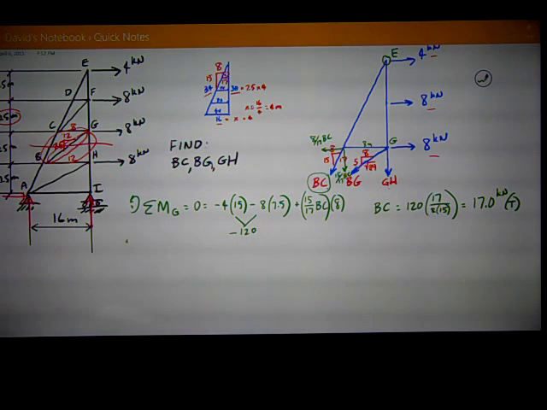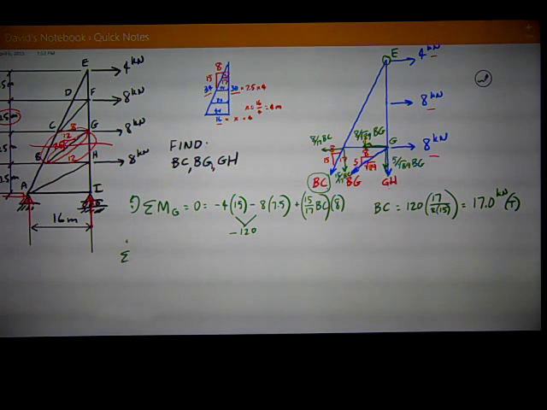Let me draw in the components of BG. At point G, I've got down 5 over the square root of 89 BG. And then horizontally, I have 8 over the square root of 89 BG. Getting that from my slope diagram.